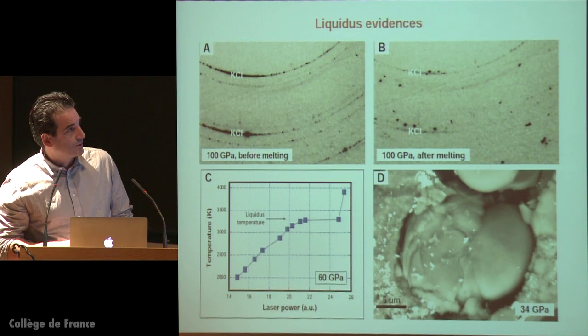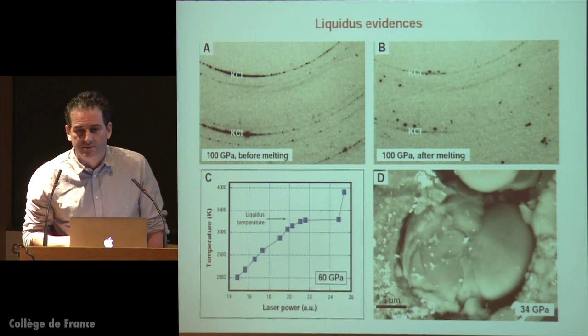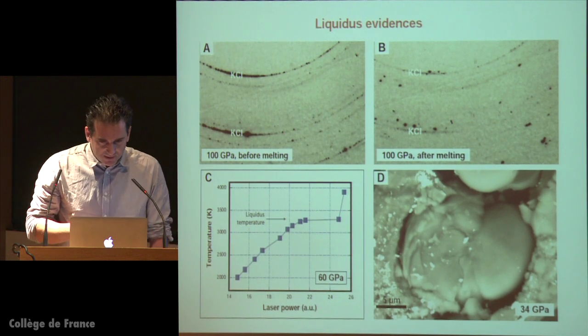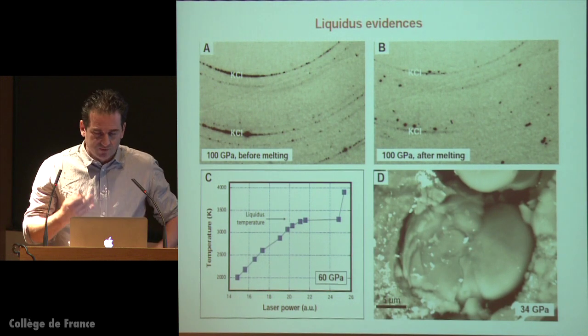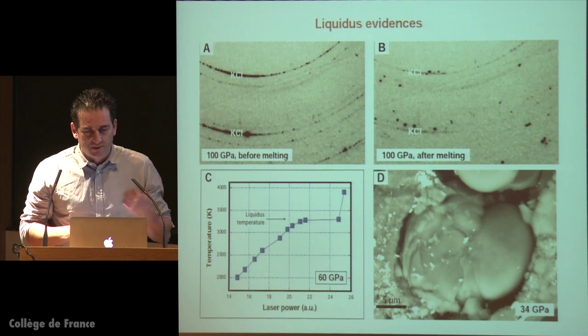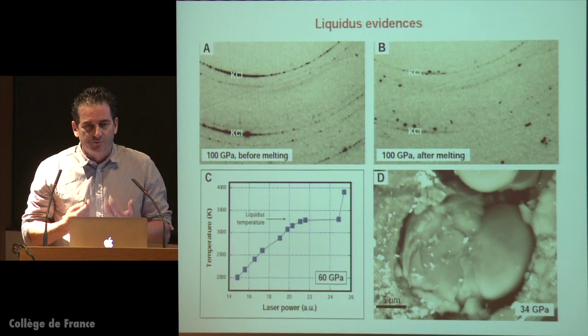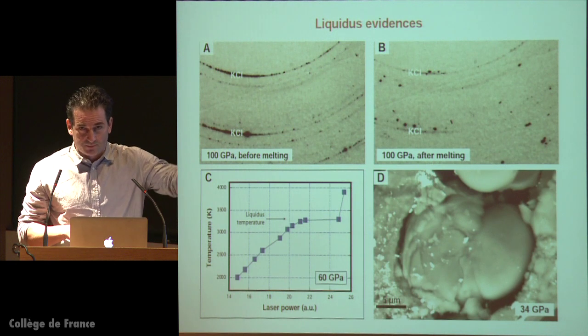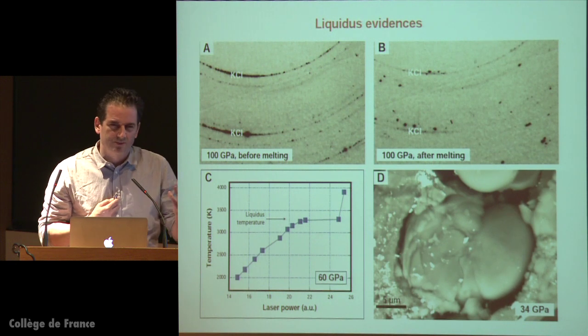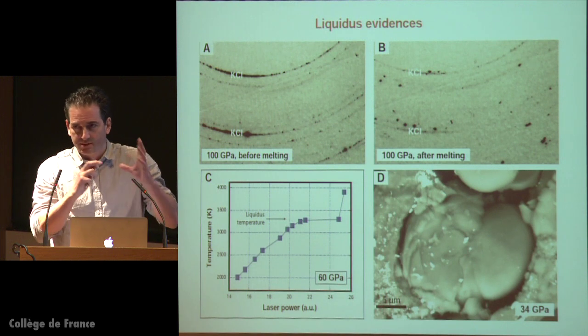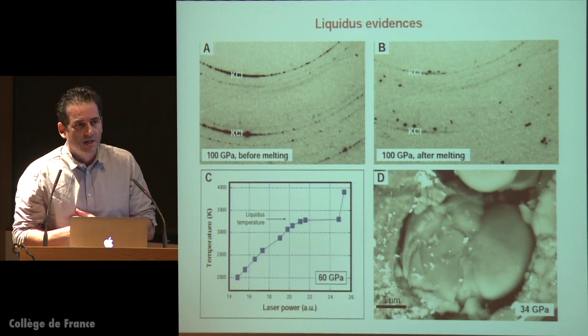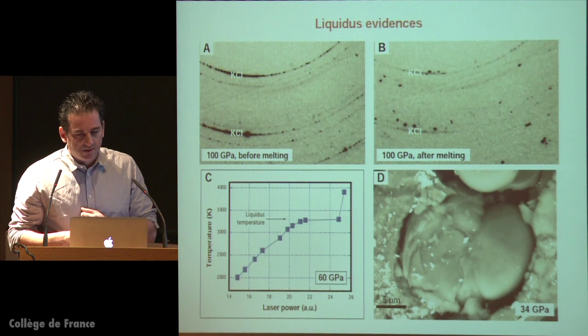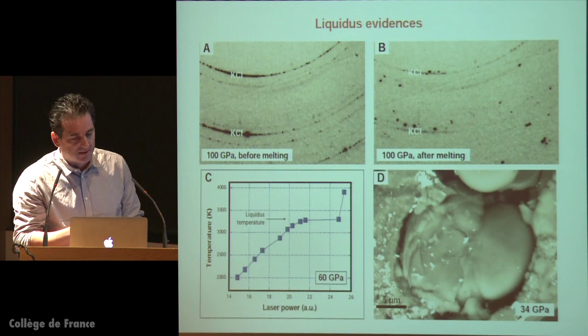And for the liquidus evidence, it's a little bit more complicated because it depends on the sample geometry, as I will show a little bit later. But disappearance of peaks is relatively easy. You just have to go further from the sample. You have no more diffraction, so the criterion can be discussed. Is it a change in position of the sample during the laser heating? Or another criterion, but there are several.